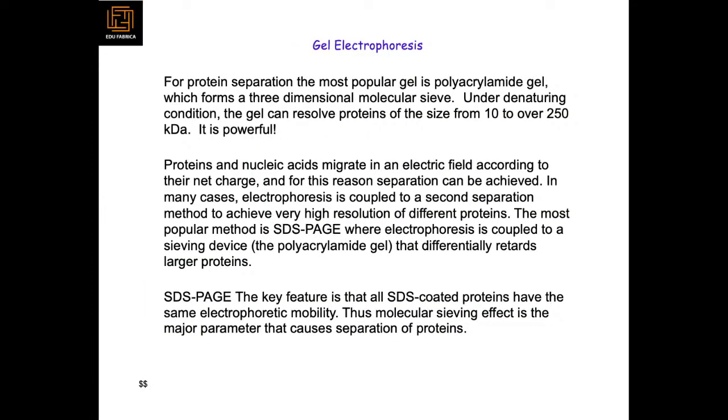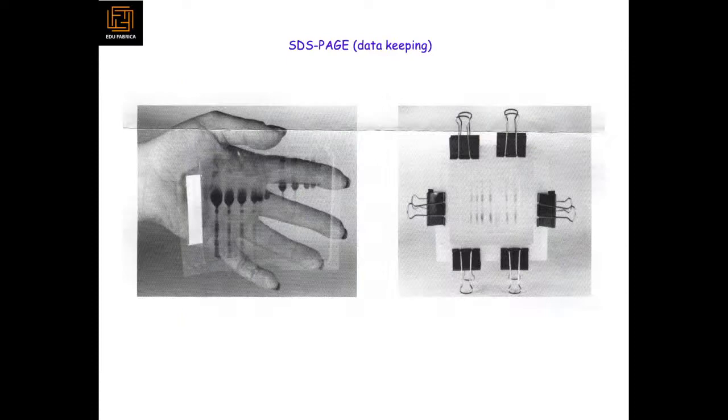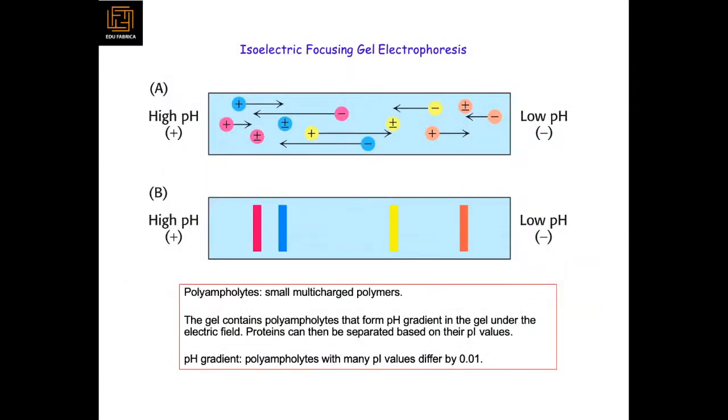So gel electrophoresis, protein separation, is the most popular. This we have discussed in detail, so I will not go into that. We have discussed SDS-PAGE, various bands. This one I want to discuss from now onwards, that is isoelectric focusing gel electrophoresis.